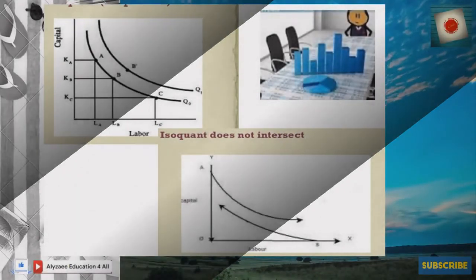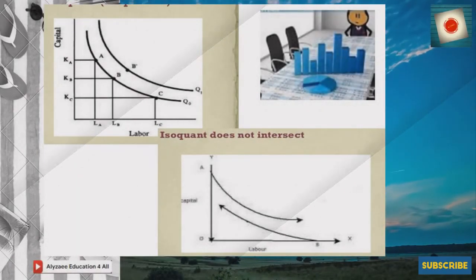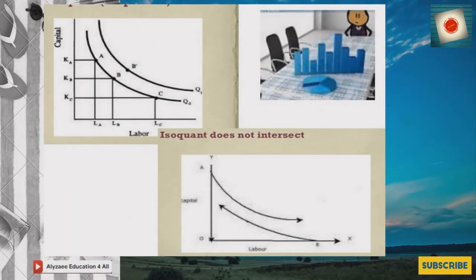इस स्लाइड में हम लोग isoproduct curve को ग्राफिकली प्रेजेंट कर सकते हैं. ये हमारे पास A, B और C एक कर्व आ रहा है लेबर और कैपिटल को सामने रखते हुए, और B और Q1 दूसरा कर्व आ रहा है. सो कैपिटल ज़्यादा होगा तो लेबर कॉस्ट पे इम्पैक्ट पड़ेगा उसका. Isoproduct curves do not intersect.